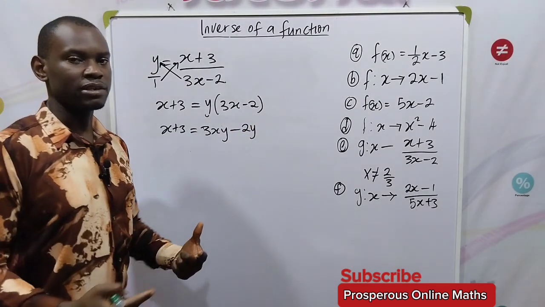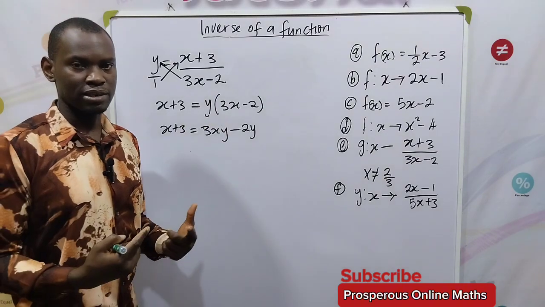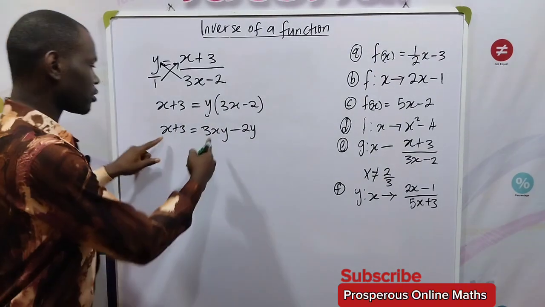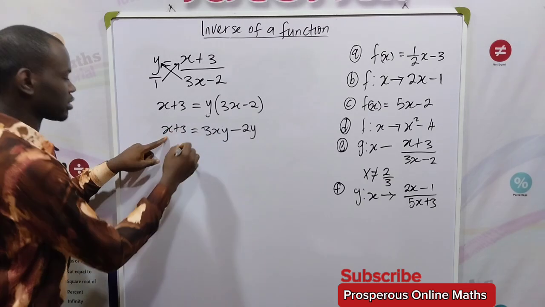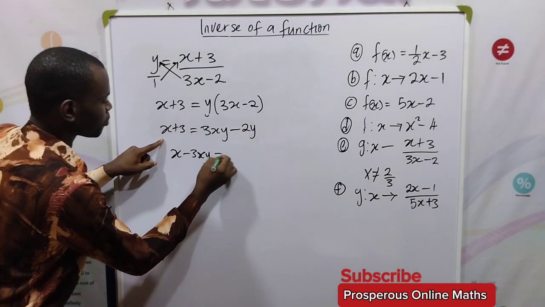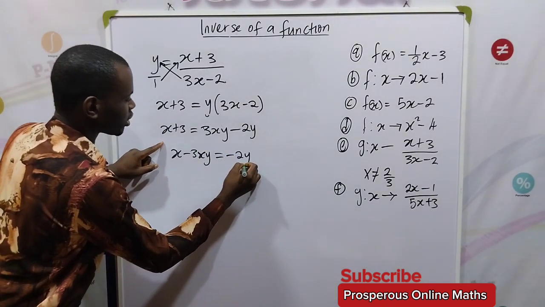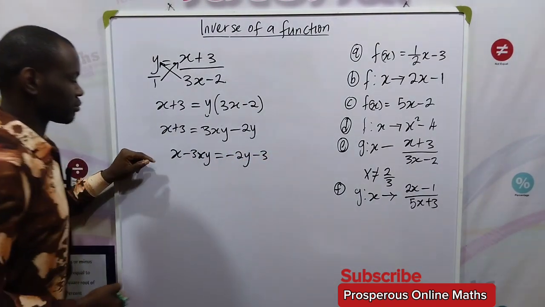Remember, we want to make x the subject of the formula. So let's collect like terms in terms of x. That is, bring all the x together. So I'll take this guy to the left hand side. We have x minus 3x equals, take this 3 to the right hand side, minus 2y minus 3.